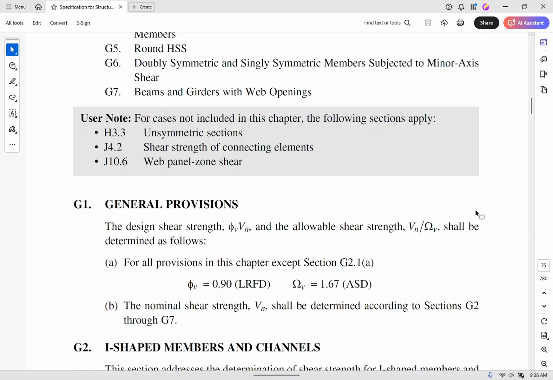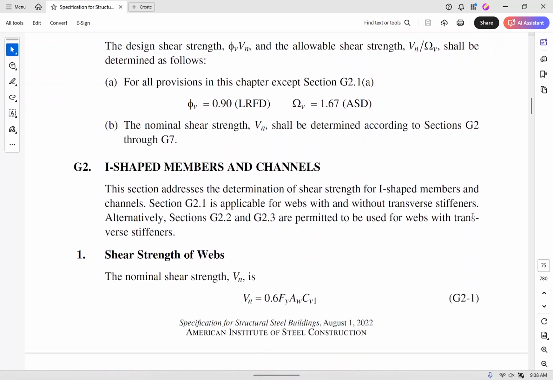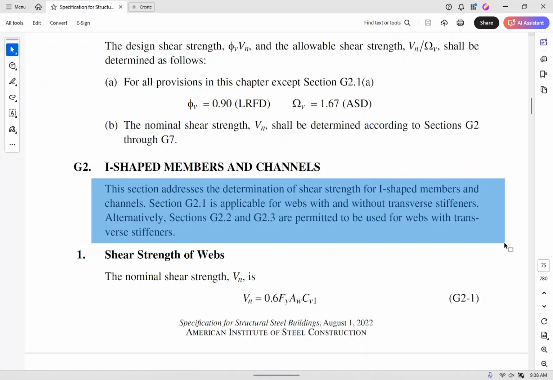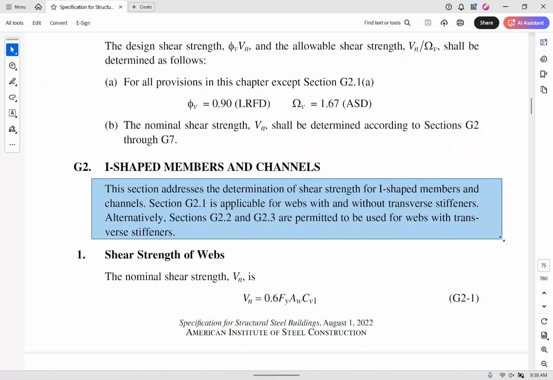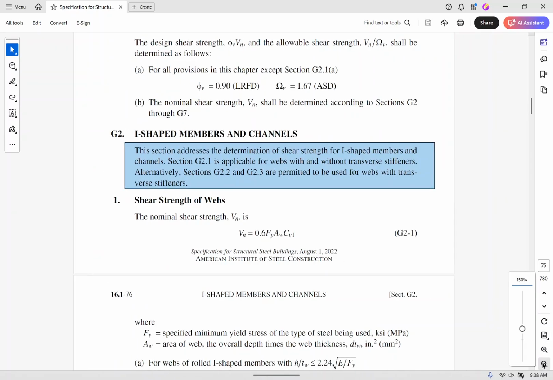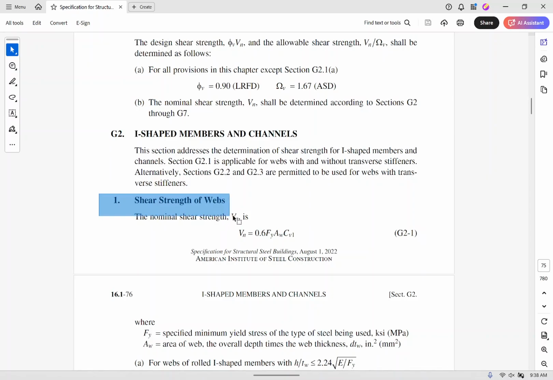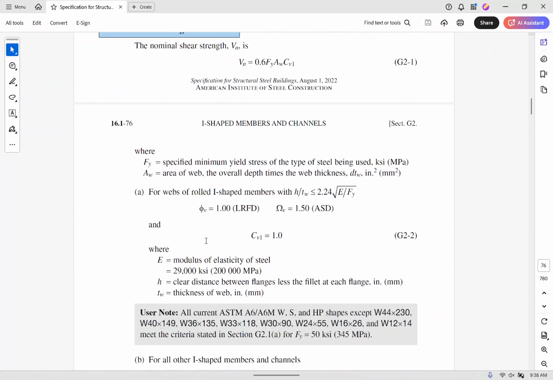I-shaped members and channels. Okay, now we're rocking and rolling. This section addresses the determination of shear strength for I-shaped members and channels. Section G2.1 is applicable for webs with and without transverse stiffeners. Alternatively, sections G2.2 and G2.3 are permitted to be used for webs with transverse stiffeners. I do want to talk a little bit about that so that we at least have an understanding of what these sections are. So we have G2.1, G2.2, G2.3. Let's zoom out a little bit and see what we got going on here. So G2.1, shear strength of webs. Keep going down.